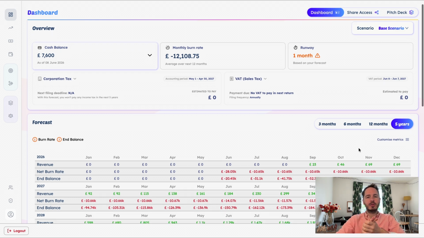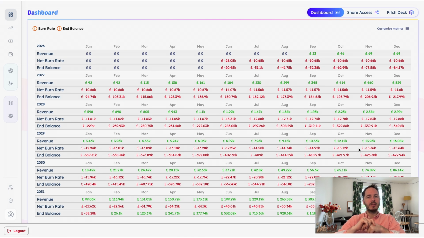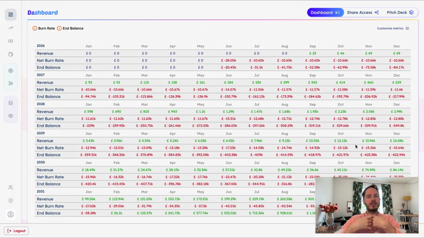Now, you can scroll through the entire 5-year picture, every month, every year. This is what you put in front of an investor. This is what a bank wants to see when you apply for a loan. The full picture month by month.